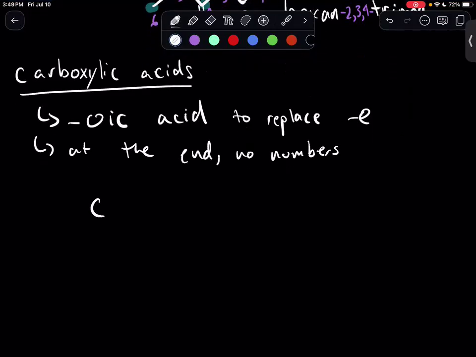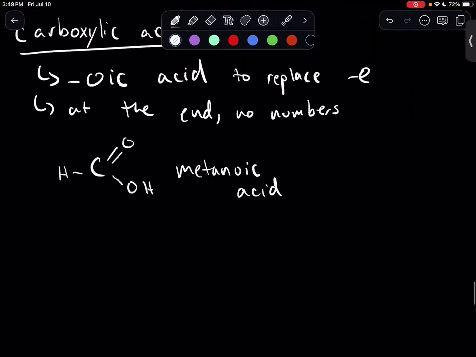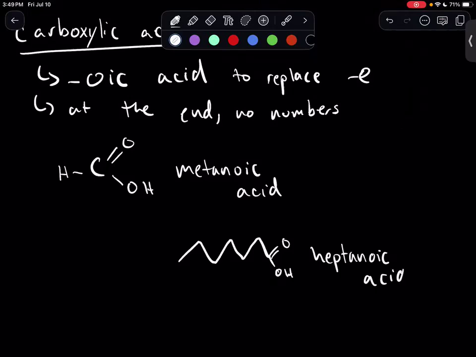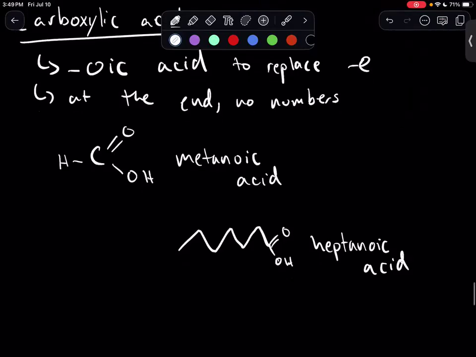So we can start with the simplest one, C double bond O, single bond OH, single bond H, and this is methanoic acid. Methanoic acid. We could go a little more complex and do 2, 3, 4, 5, 6, 7, and put a double bond O, OH, and this is heptanoic acid.